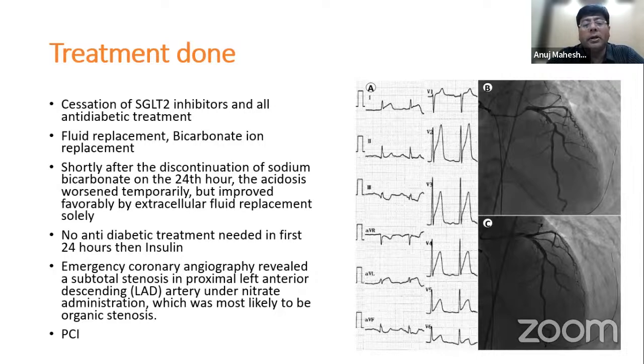Emergency coronary angiography revealed a subtotal stenosis in the proximal left anterior descending artery under nitrate administration, which was most likely organic stenosis. For that reason, PCI was done. These are the pictures of the angiography, where you can see the pre-procedure angiography picture and this is the post-stenting angiography.